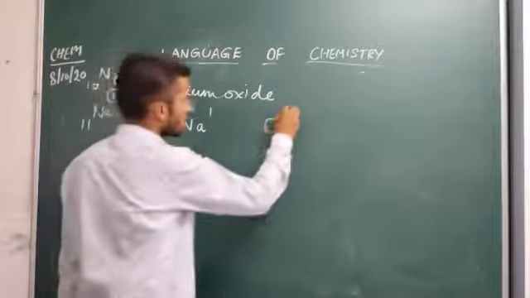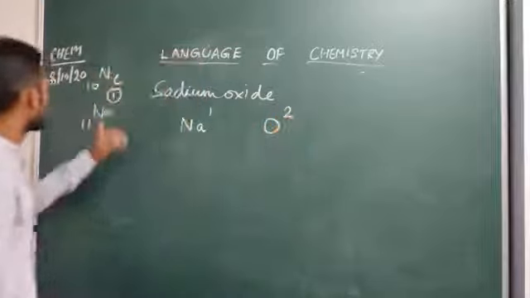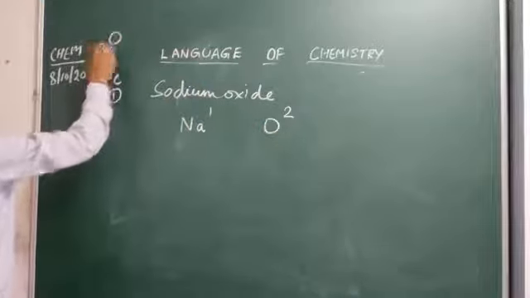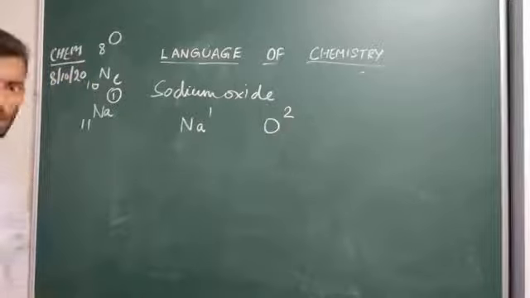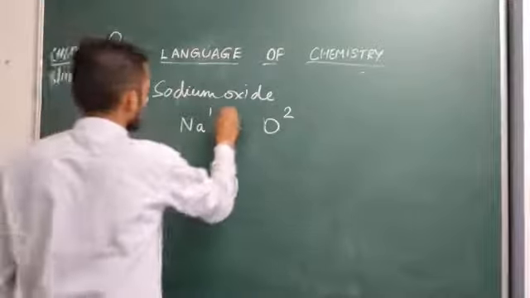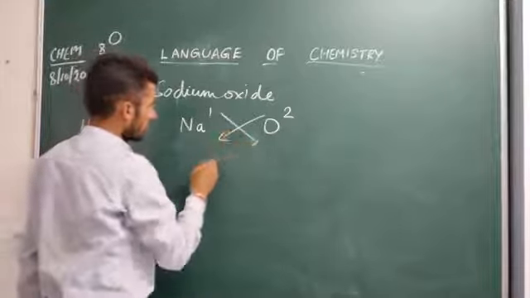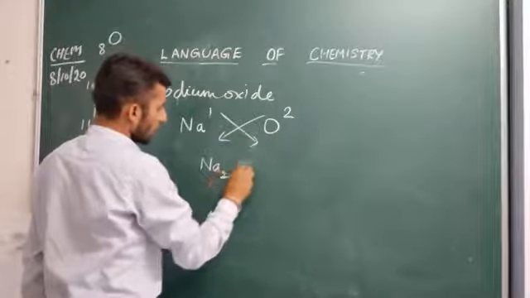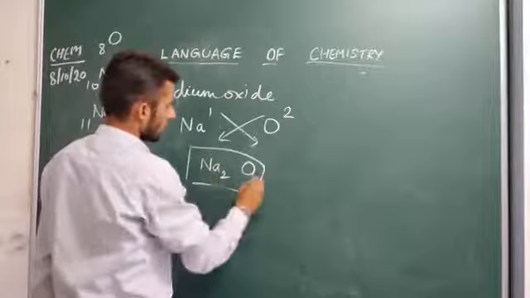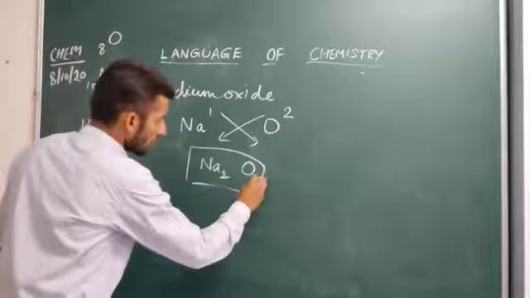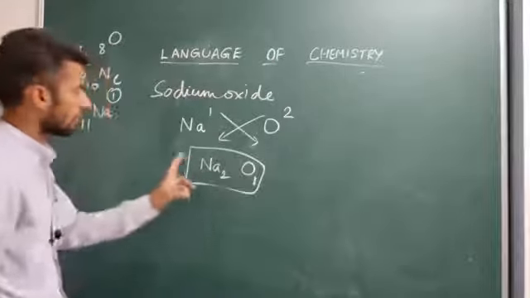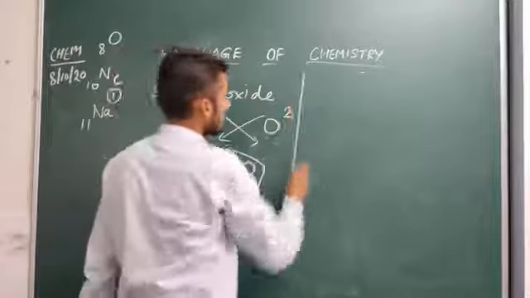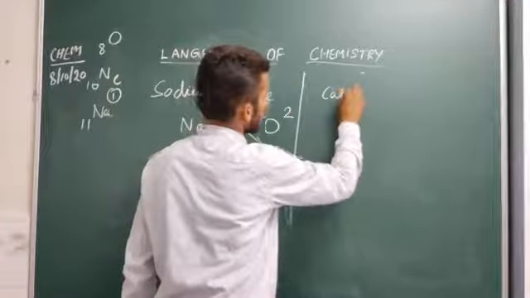Then oxygen has atomic number 8, so the difference is only 2 here, so the valency of oxygen is also 2. Then here what you need to do is just cross multiply these two, it will be Na2O. This will give the particular formula for sodium oxide.